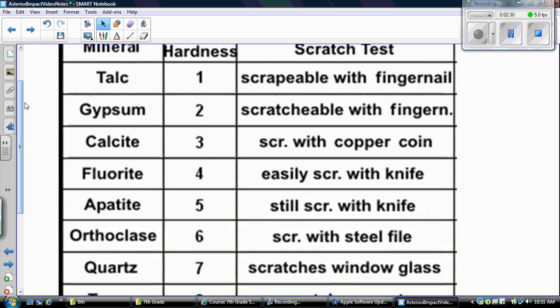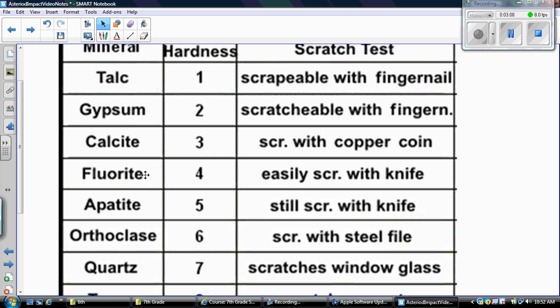Okay, so if you can scrape a mineral with your fingernail, then it has a hardness of 1. And that mineral is usually talc. Now, are there other minerals that have a hardness of 1? Yes. But these are just the most common ones that have this hardness. If you can scratch it, but it takes a little bit harder pressure with your fingernail, then you're at a 2, which is gypsum. If you can scratch the mineral with a copper coin, then you've got a hardness of 3, which possibly could be calcite. If you can scratch the mineral with a steel knife, okay, then it's a 4.